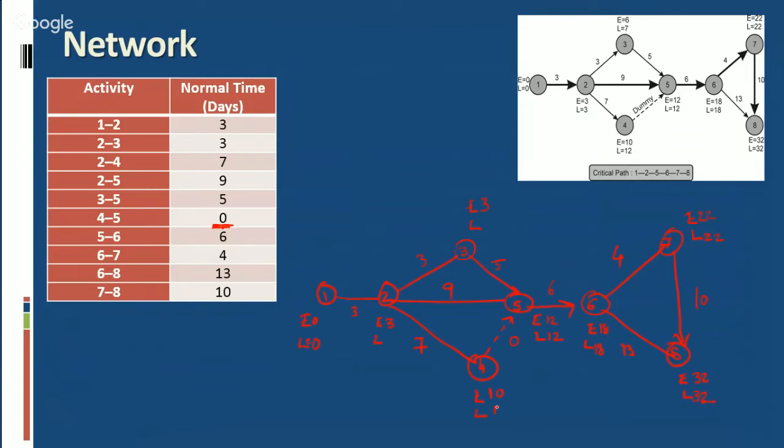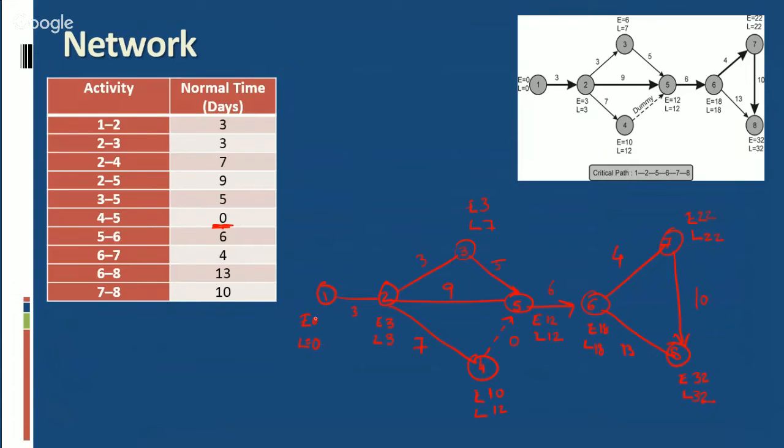12. 12 minus 5, 7. 12 minus 9, 3. And 7 minus 3, 4. And 12 minus 7, 5. We will take lower value, it means 3. 3 minus 3 is 0.